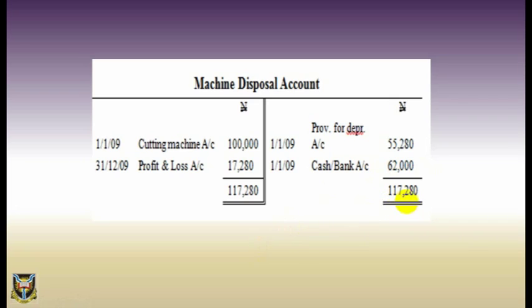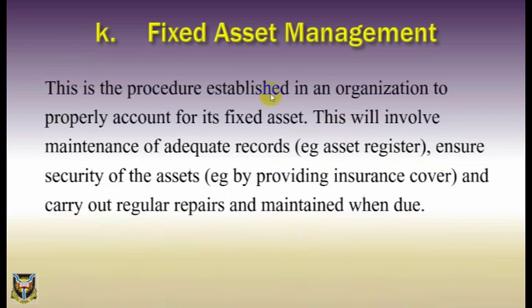K. Fixed asset management. This is the procedure established in an organization to properly account for its fixed assets. This will involve maintenance of adequate records, e.g. asset register, ensuring security of the asset, e.g. by providing insurance cover, and carrying out regular repairs and maintenance when due.